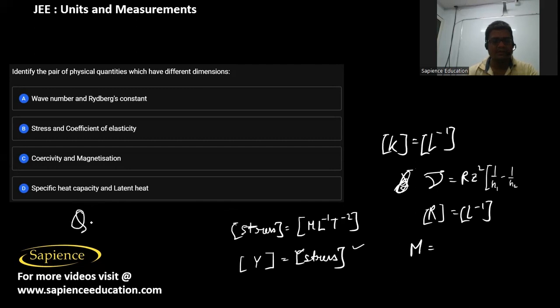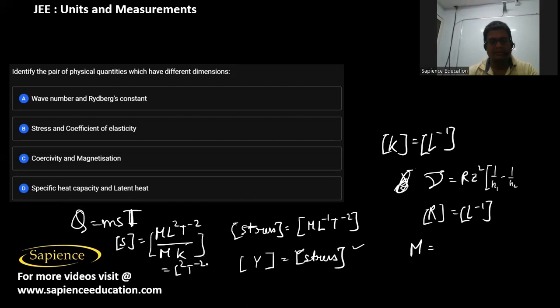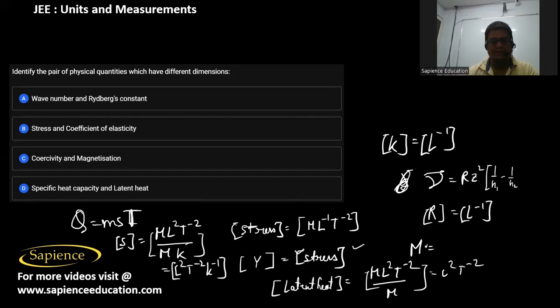Specific heat capacity, we know that Q equals to m s t. So specific heat capacity, its dimension is heat energy, that is ML square T power minus 2, by mass into temperature. So that is L square T power minus 2 K power minus 1. And the dimension for latent heat, that is L, that will be equal to Q by M, that is ML square T power minus 2 by M. So that is L square T power minus 2. So it means that specific heat capacity and latent heat, they are having different dimensions. So option D is the correct answer.